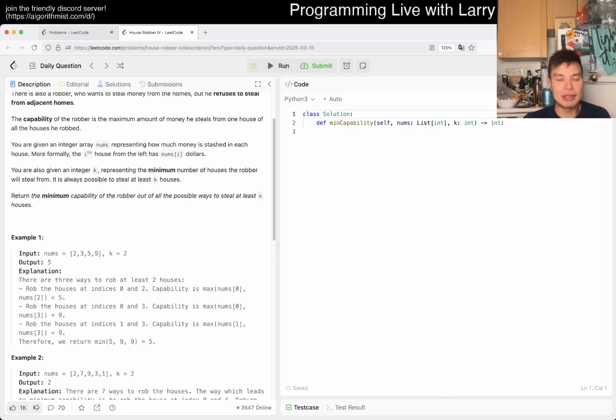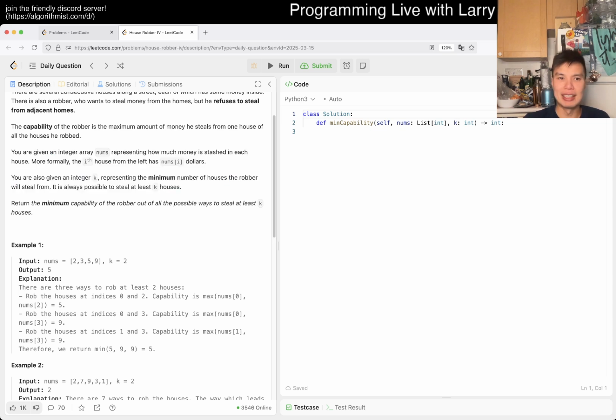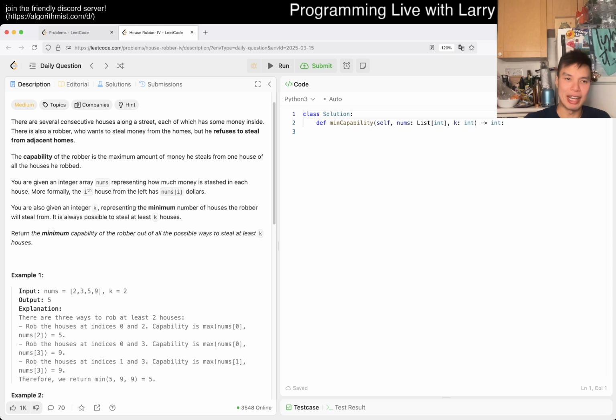And then the question is, how can you do the check of this? Okay, let's say we have an answer X as the quote-unquote capability. What does that mean? Well, you might have to read it again, because I'm reading it again since I don't remember the problem anymore. But okay, capability is just the max amount of money, right? That means that given a capability X, every house that you steal from has to be equal to or less than X, right? That's the only thing, and that you can do with a linear scan.